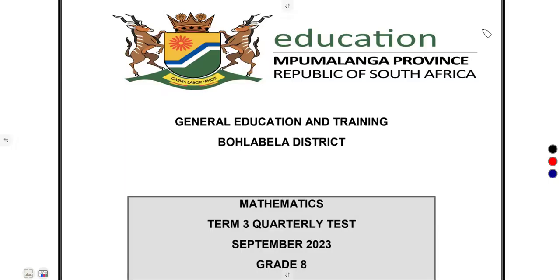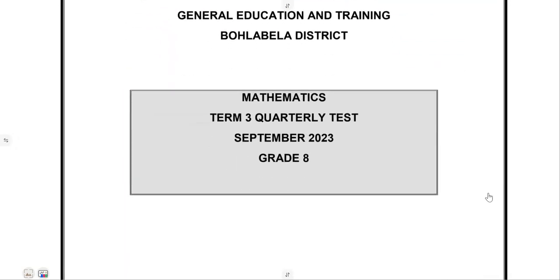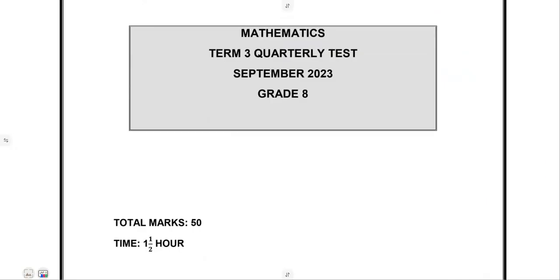So in this case, we are going to consider another typical exam revision as we are preparing for our term 3, which is our September exams, covering what we have been doing in our term 3. So this is another typical exam question, which is of the Mpumalanga province. Let us see what we have got here. It was a term 3 quarterly test, and that was out of 50 marks.